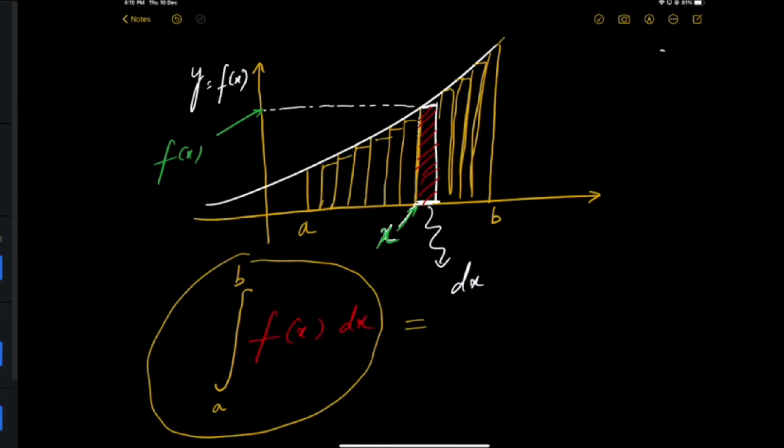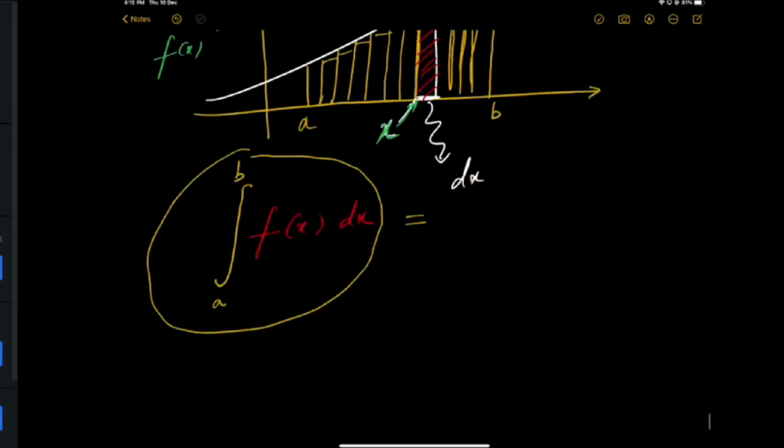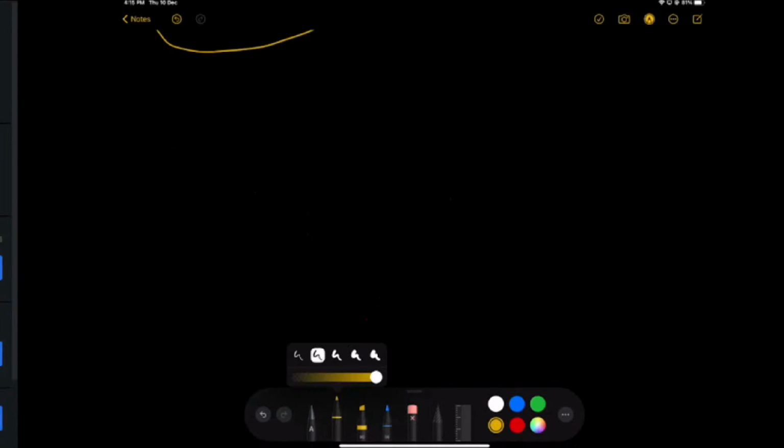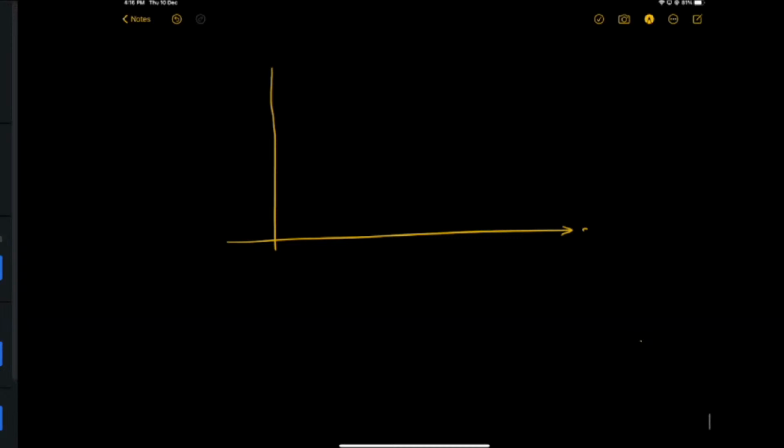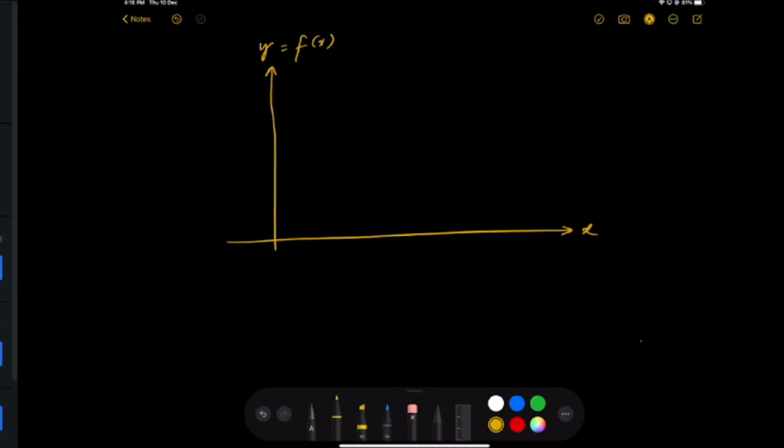Now let me just try to tell again what I just said. If you have any function, y equals f of x, and if that function is non-uniform, suppose it can be uniform also, but in the general case it is non-uniform.